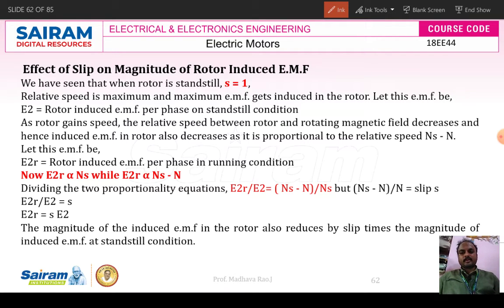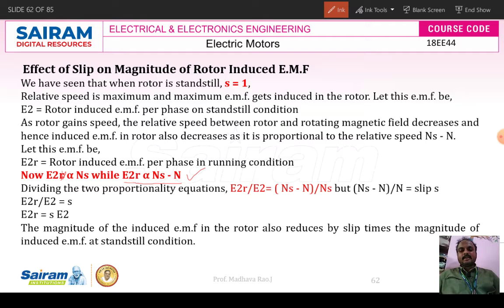So E2, the rotor induced EMF per phase on standstill condition, is proportional to the synchronous speed ns. When the rotor is running, the motor will rotate, and the speed of the rotor will be n. So ns minus n is proportional to E2R. So E2R is proportional to ns minus n. These two we are considering here.